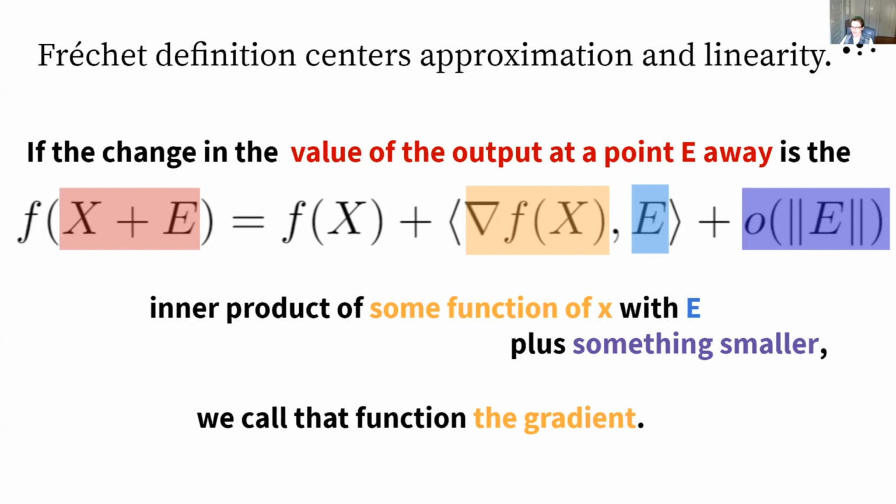So again, we look at the value at a point epsilon away. Capital epsilon looks like an E. Sorry, I didn't come up with the Greek language. But if we look at the value at a point epsilon away, it's now the inner product of some function of x with E plus something smaller. And again, we call that function the gradient.